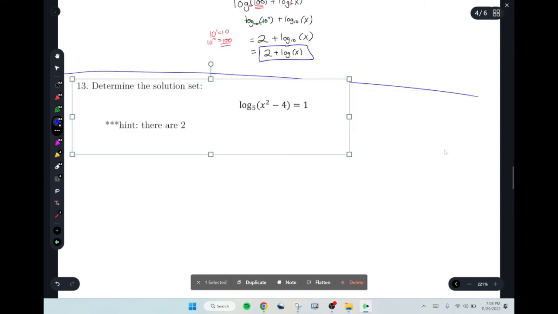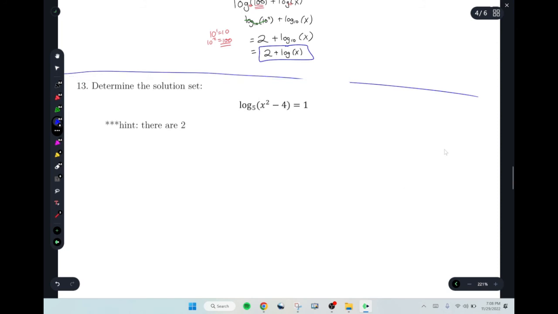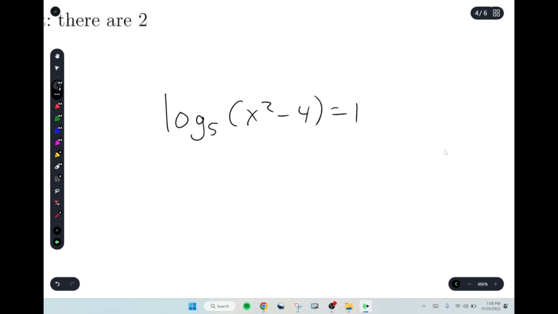Okay, let's see. We got log base 5 of x squared minus 4 equals 1. Probably just want to get x by itself, but there's a log stopping us. So it's the exact same problem, just doing it over and over again: how to get rid of that log.